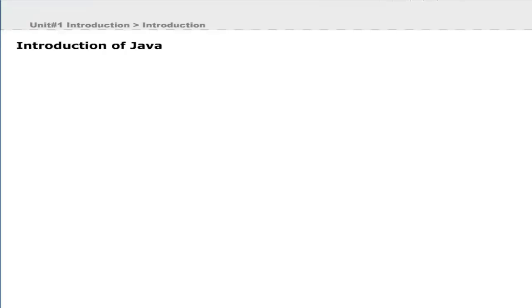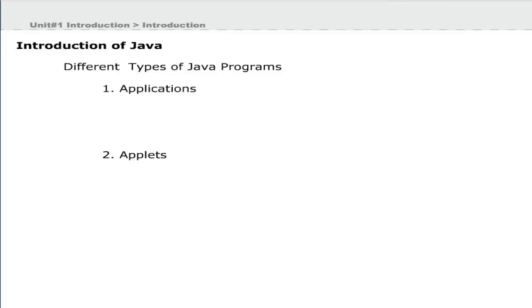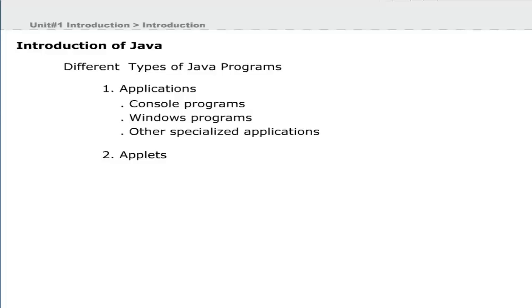Now let us see what are different types of Java programs. Java can be used to develop two types of programs: applications and applets. Java applications may consist of console programs, Windows programs, and other specialized applications. Let us look at some further details of these programs.